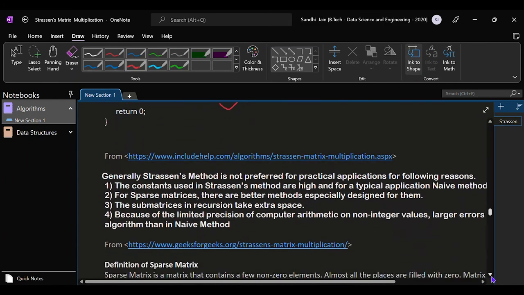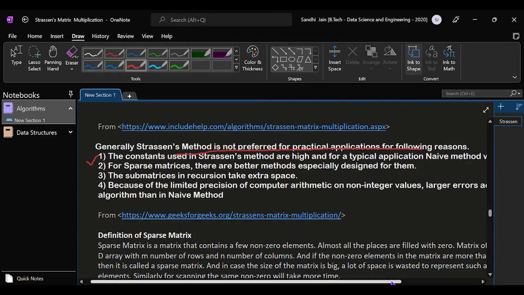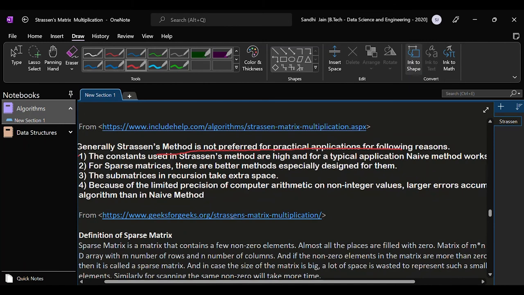So there are some constraints regarding Strassen's multiplication. The number one constraint is that it is not preferred for practical applications for the following reasons. Now, what are the reasons it is not preferred for practical applications? The number one is that the constants used in Strassen's multiplication method are high, and for typical applications, the naive method works better. Okay, so for some particular applications, the naive method is one of the best approaches.